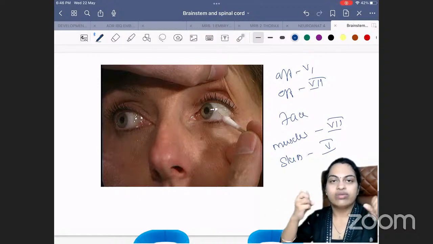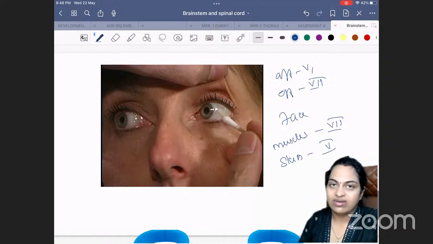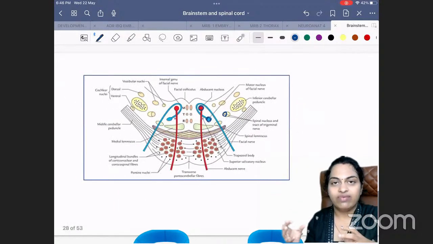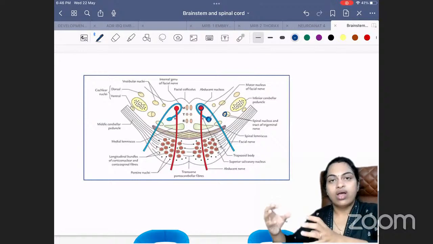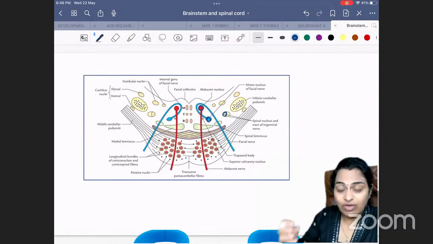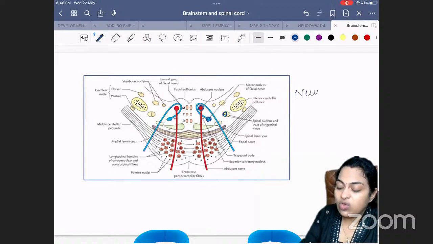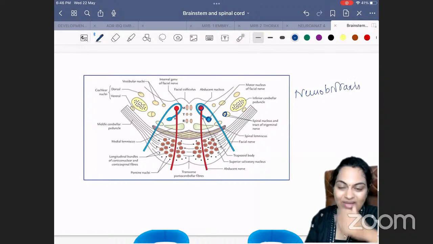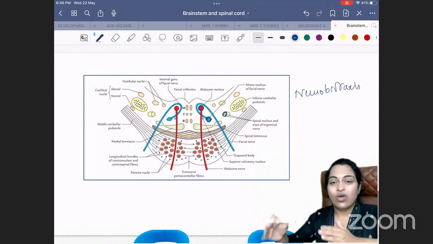So closure, efferent component is by the seventh nerve. Okay, this is the blink reflex. To establish quick reflex, there's migration of the motor nucleus of the facial nerve towards the spinal nucleus of the trigeminal nerve. This phenomenon of migration is called neurobiotaxis. Okay, so as it migrates, what happens?